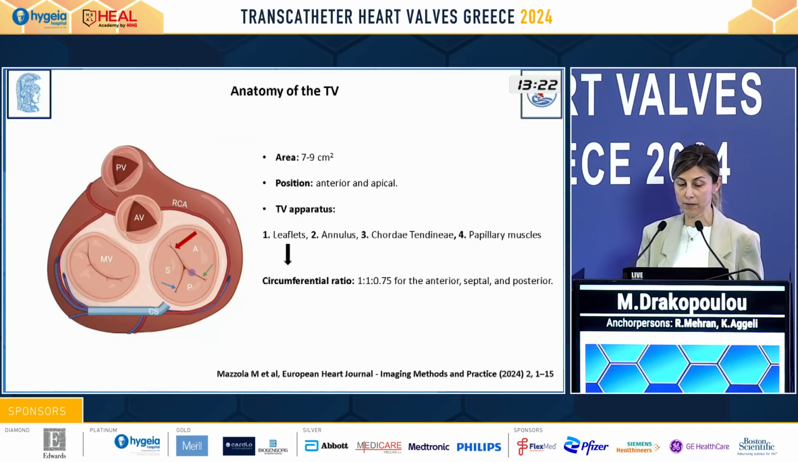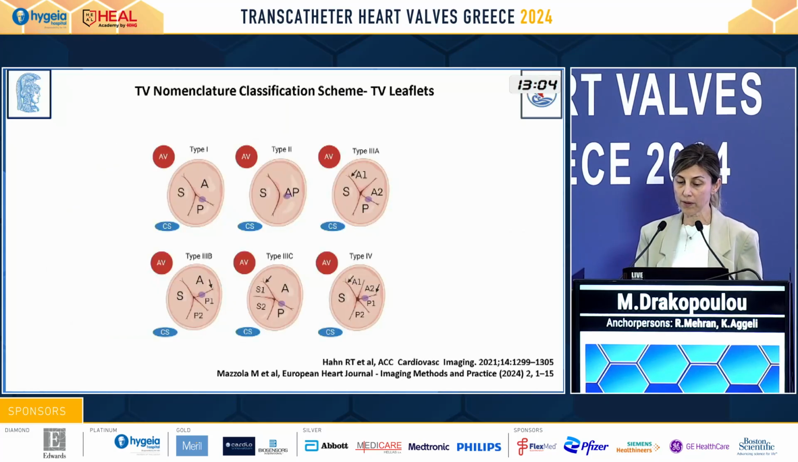Besides the coaptation zone, there are also the commissures. The commissure between the anterior and the septal leaflet is the anteroseptal commissure, which is in close proximity to the aortic valve. We have the septoposterior commissure, which is close to the coronary sinus, and the anteroposterior commissure, which is close to the anterior papillary muscles.